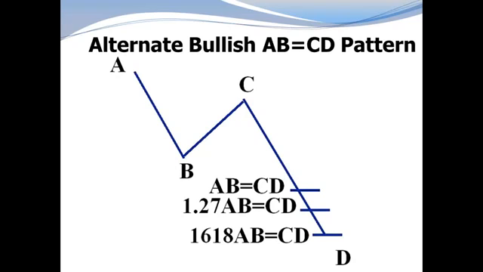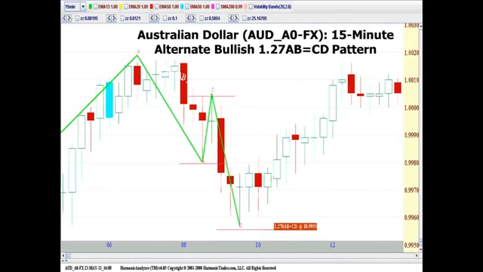The alternate bullish AB equals CD pattern is shown on the following illustration. Now, it involves the A to B segment calculated by either a 1.27 or a 1.618. This measurement is projected down from the C point to determine the extended completion of the alternate AB equals CD.